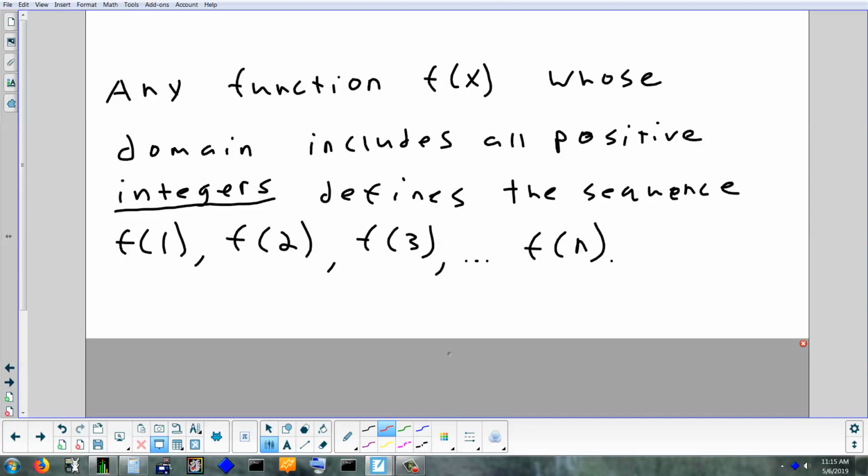And you never plug in a decimal because you're looking at a position in a sequence. So that's always a whole number, or a positive integer. Same idea.